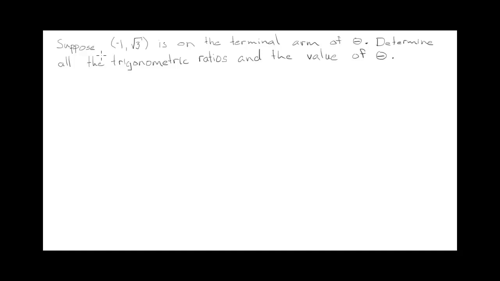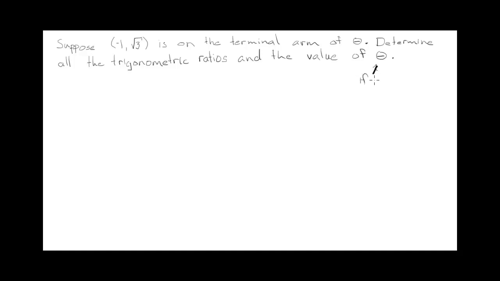Alright, in this video we're going to look at a trigonometry problem where we're given a point, (-1, root 3), which is on the terminal arm of an angle theta. We want to determine all the trigonometric ratios and the value of theta. I should actually have stated this.